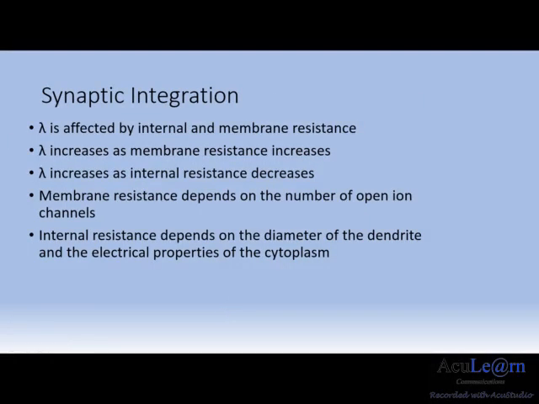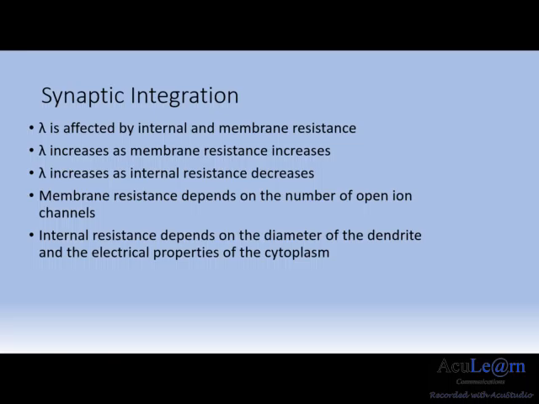Lambda itself is dependent on two factors, the internal and membrane resistance. The membrane resistance depends on the amount of open ion channels. A higher number of open ion channels results in a lesser membrane resistance. If there is a greater number of open ion channels, the synaptic current, which prefers to take a route with lesser resistance, might leak out of the membrane, resulting in a shorter distance in which the depolarization can spread. As such, lambda increases as membrane resistance increases with fewer open ion channels.